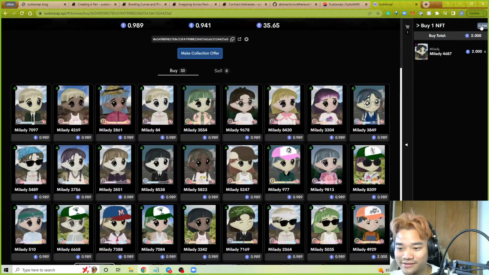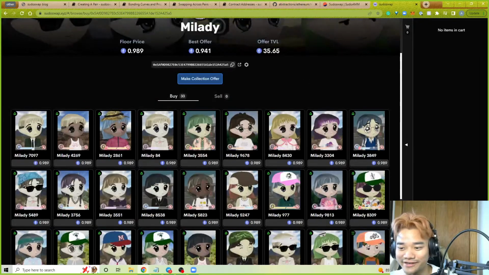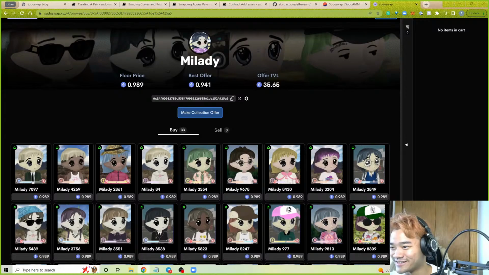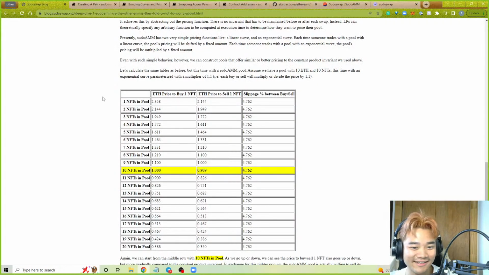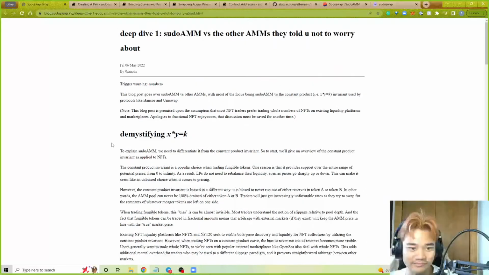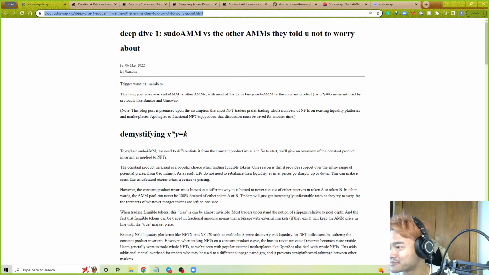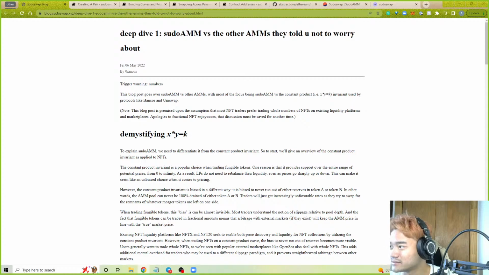All right, let me explain what I know about this protocol, and then we can work from there. If you hear squeaking, my dog's in the background. Okay, so basically, this blog post, I'll put it in the chat, explains pretty well what Sudoswap was trying to do, right?